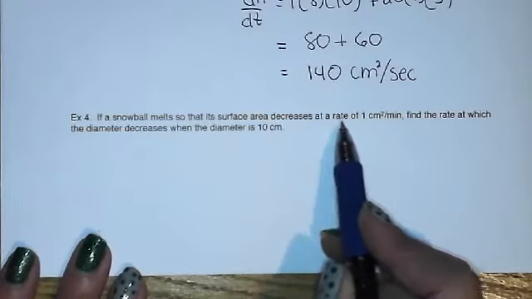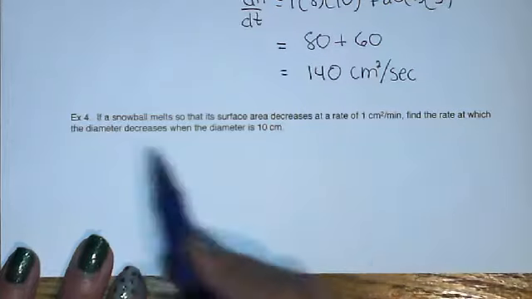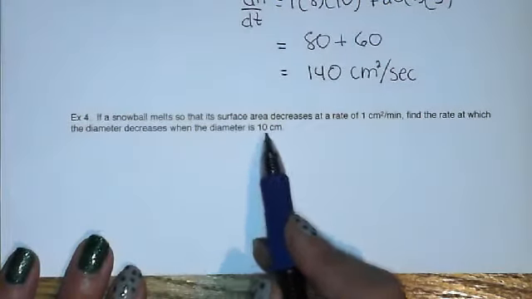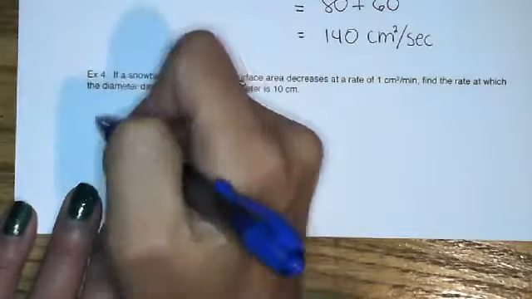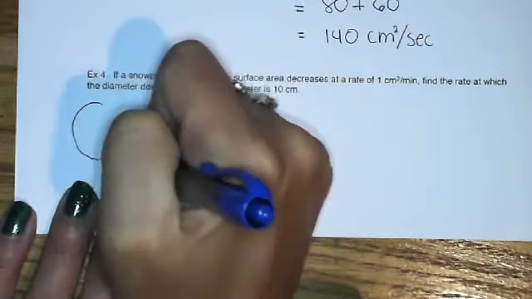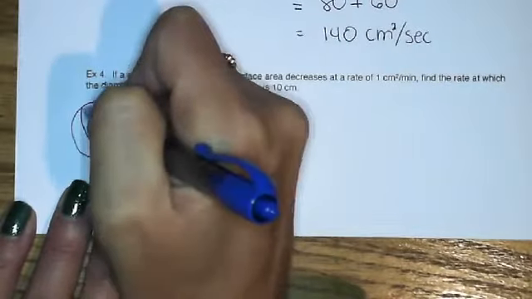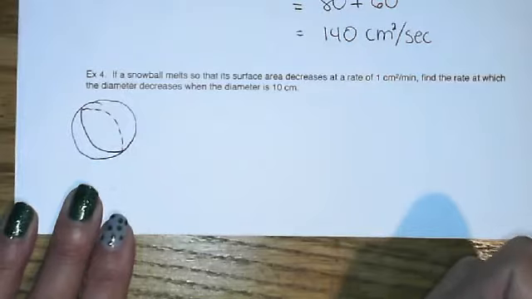Okay, these aren't too bad, just take your time. And we'll go with one more. If a snowball melts so that its surface area decreases, that'll come into play, at a rate of 1 square centimeter per minute, find the rate at which the diameter decreases when the diameter is 10. So let's get ourselves a snowball.